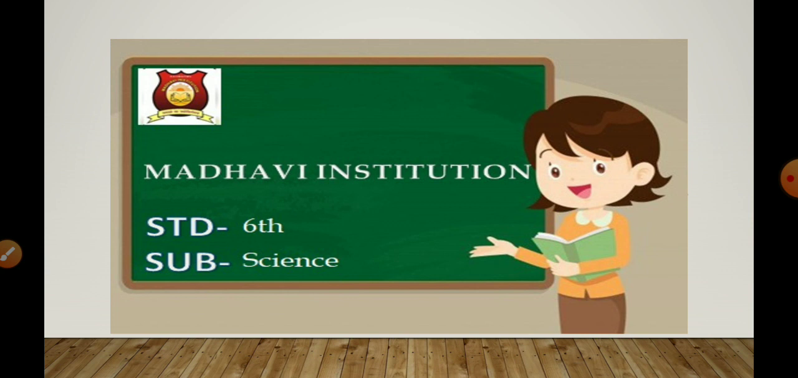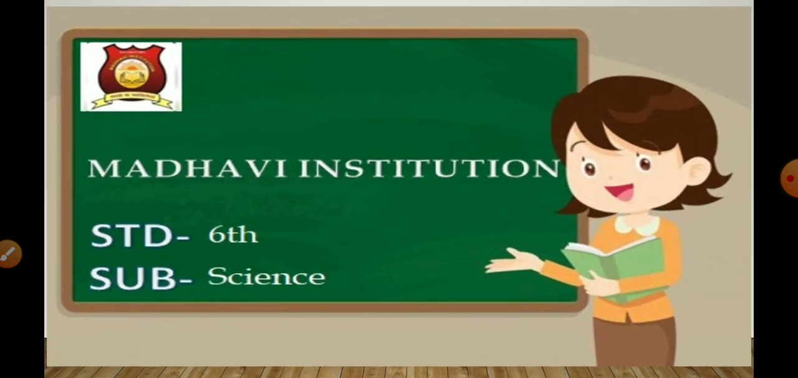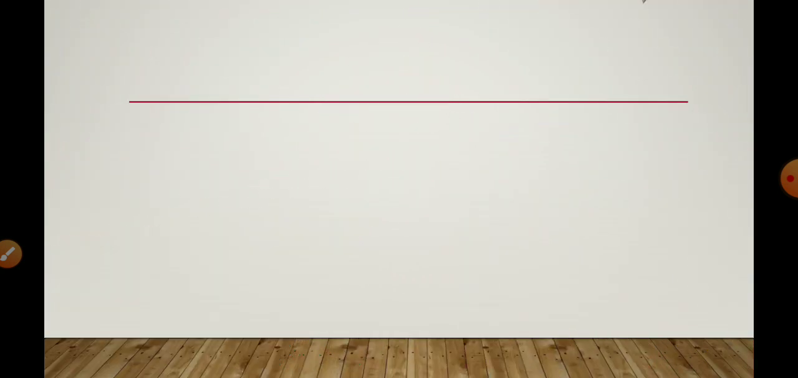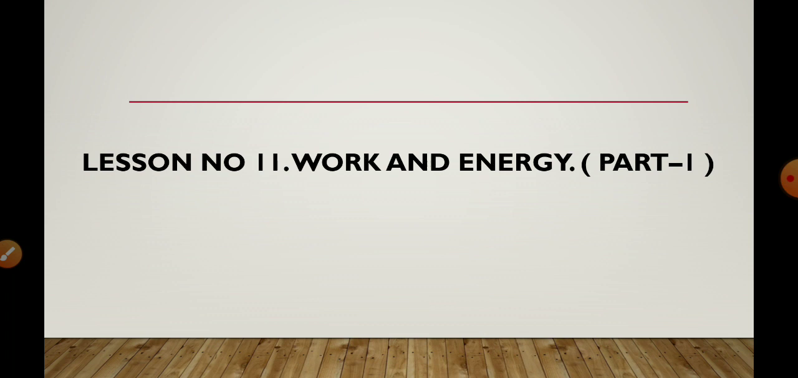Okay, welcome. In the online lectures, we have completed two lessons, the 9th and 10th lesson. And here we are going to learn the next lesson, the 11th lesson. What is that? See here. Work and energy, part 1. We are going to learn this lesson in 3 to 4 parts. So today this is the first part. We are going to learn page number 76. You take the textbook, work and energy.